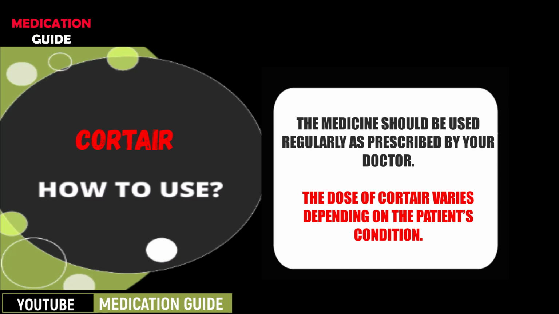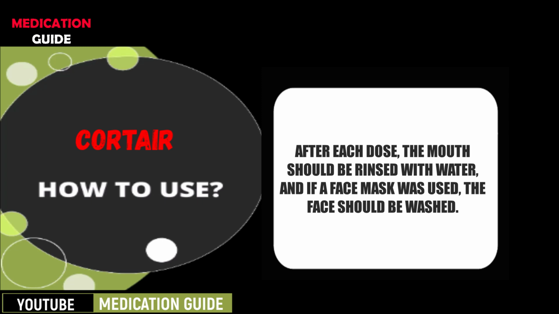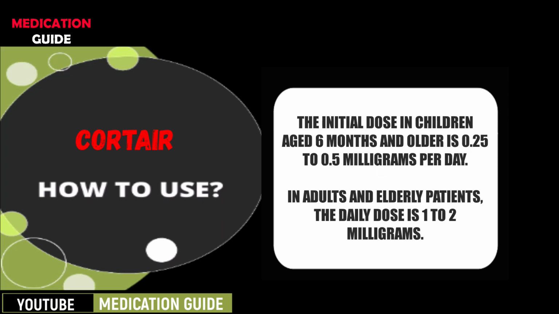The dose of CORTAIR varies depending on the patient's condition. Always use the medicine exactly as recommended by your doctor. CORTAIR should not be used with ultrasonic nebulizers. After each dose, the mouth should be rinsed with water, and if a face mask was used, the face should be washed. The initial dose in children aged 6 months and older is 0.25 to 0.5 milligrams per day. In adults and elderly patients, the daily dose is 1 to 2 milligrams.